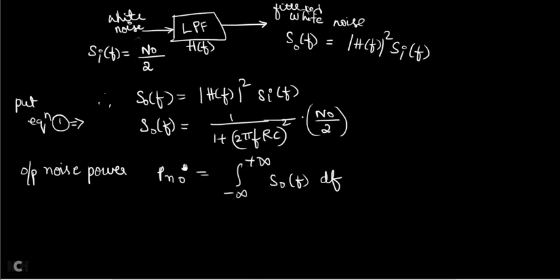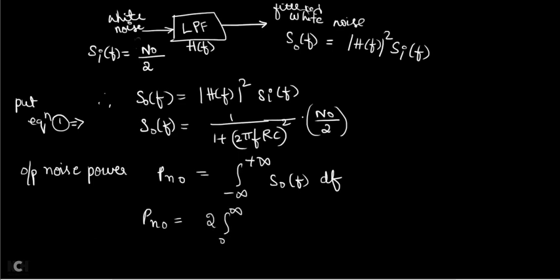Then only you are going to get the output noise power. Now let us substitute and integrate. So I will substitute Pn0 is equal to, instead of writing minus infinity to plus infinity, I can write it as 2 times the integration from 0 to infinity. So I am going to write it as 2 times 0 to infinity.